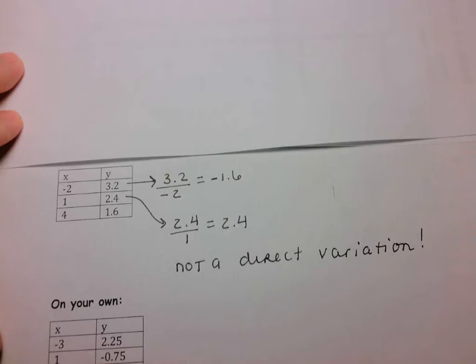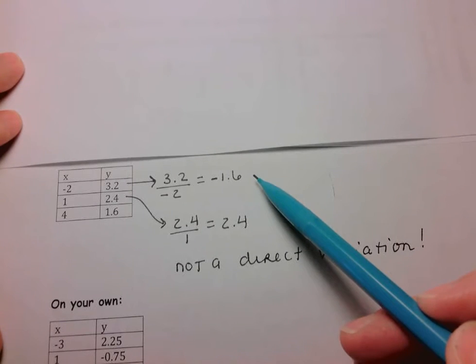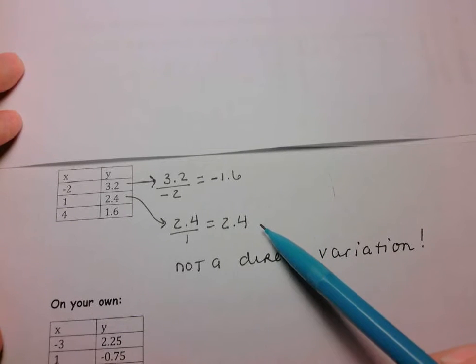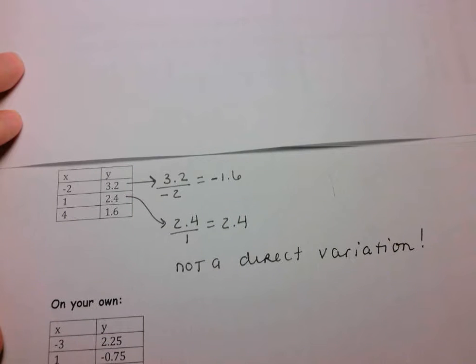But now let's compare that to this. Is this a direct variation? When I take y divided by x, do I see the same number? Is there a constant of variation? And the answer is no. If I take y divided by x here, I get negative 1.6. But if I take y divided by x here, I get 2.4. So this is not a direct variation. This is not an equation that's in the form of y equals kx.